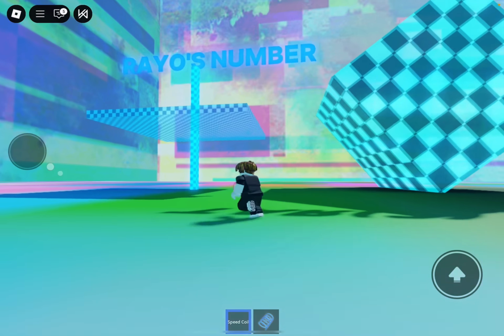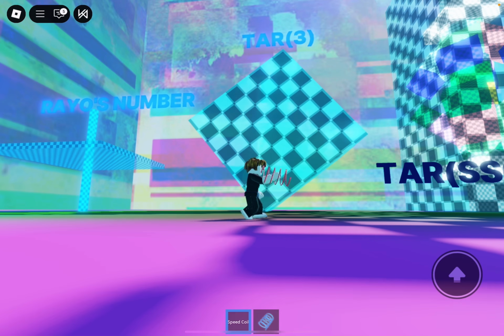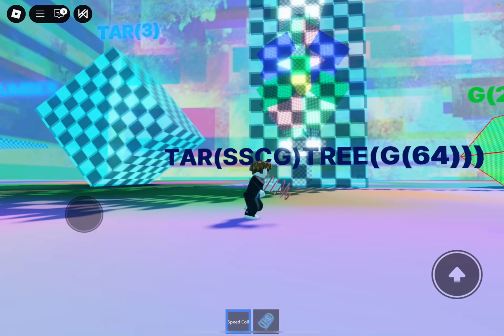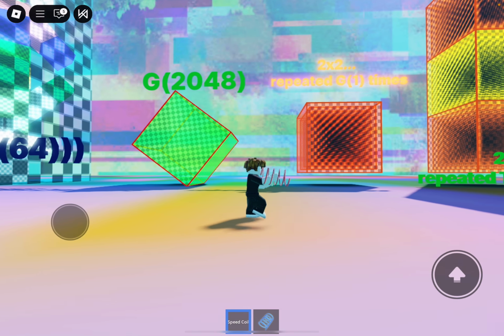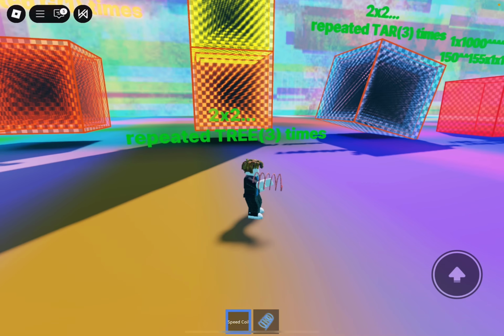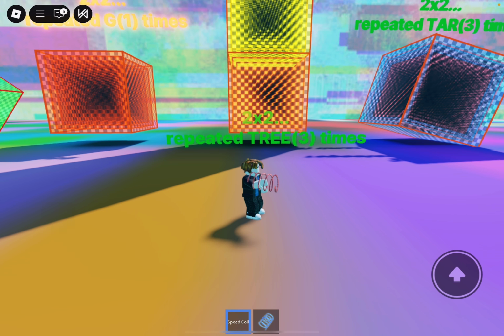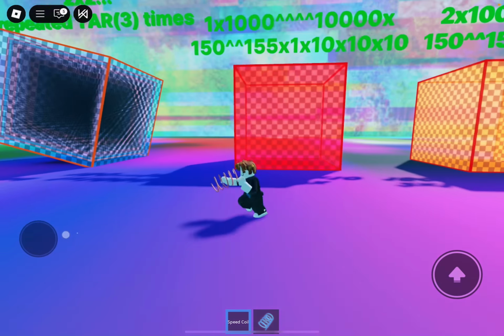Okay. Rail's number, probably the biggest finite number. TAR 3, TAR SSCG 3 G64, G2048, 2 times 2 repeated G 1 times, 2 times 2 repeated G 3 times, 2 times 2 repeated TAR 3 times.